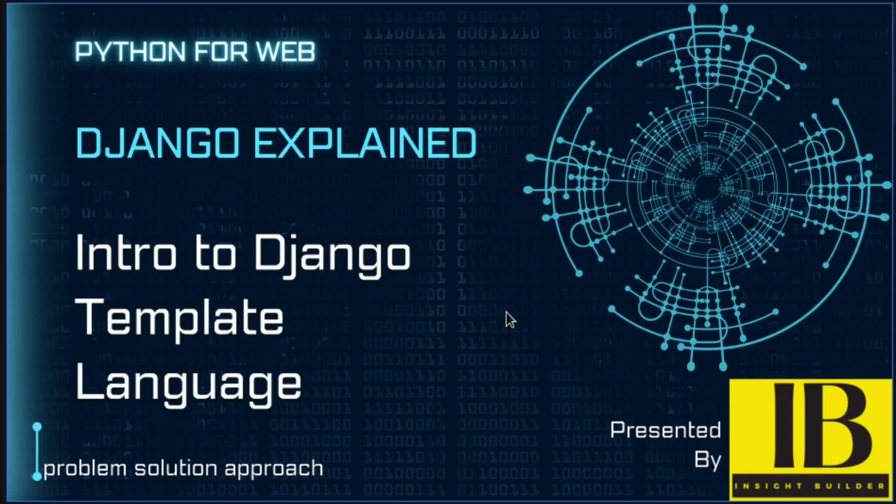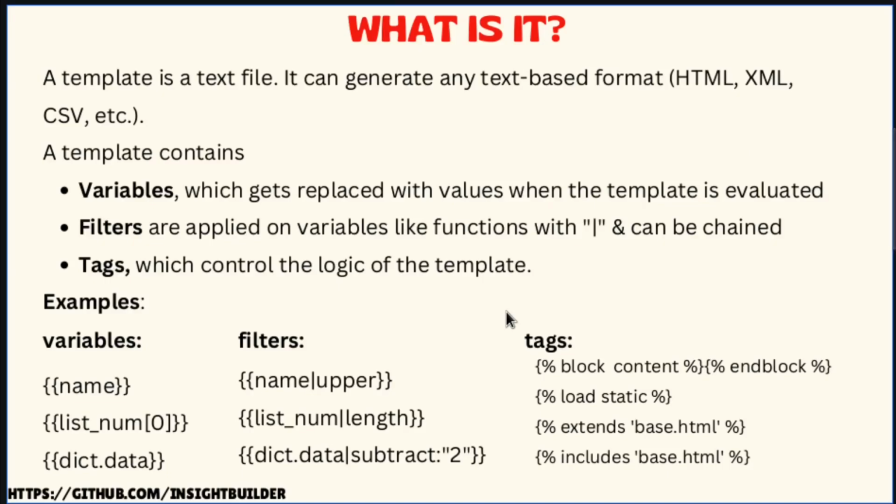Django explained. Intro to Django Template Language. What is Django Template Language, or DTL for short? A template language is something of a simple text which, when evaluated, generates other text-based formats like HTML, XML, or CSV. So it's like text in and text out, but the format is different.